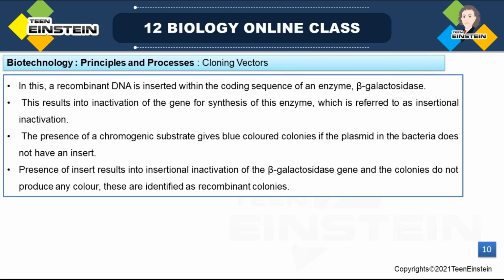When it is reacting with a chromogenic substrate, it will give blue color. So when there is an insertional inactivation, that enzyme won't get produced, due to inactivation of the beta galactosidase gene, and thus the colonies will never produce blue color or any color. It will become colorless, and that will be identified as recombinant colonies. So that's how we can identify recombinant colonies.